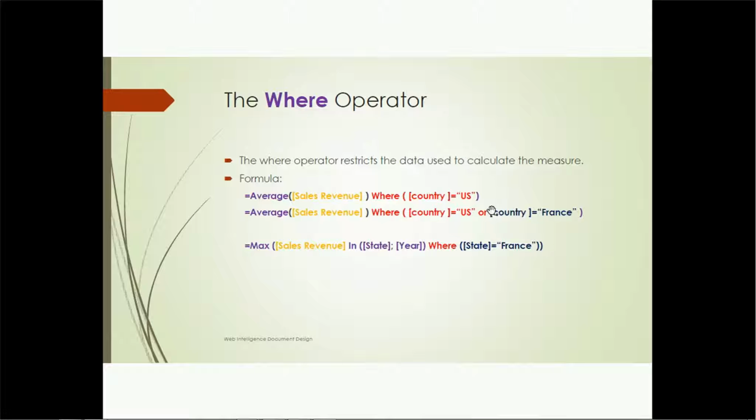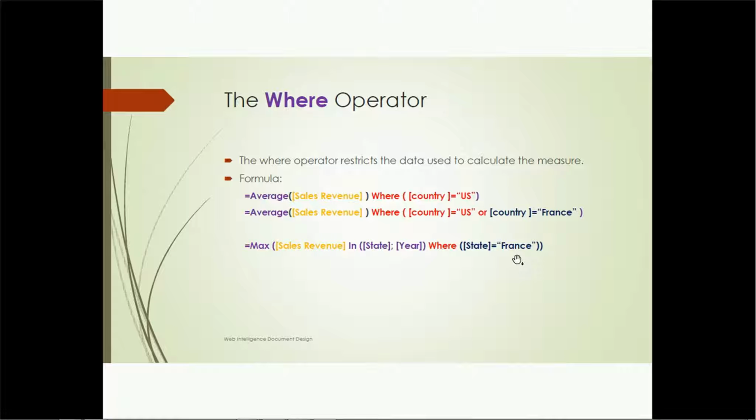Now we can add the Where operator as well. Suppose I just want to display the data based on some conditions in a particular measure. The Where operator restricts the data used to calculate the measure. So I can calculate the average where country is equal to US. For country US I want to take an average, so I can add this condition as where country is equal to US. I can add other conditions, like country is equal to US or country is equal to France. Multiple conditions can be put in a Where condition like this.